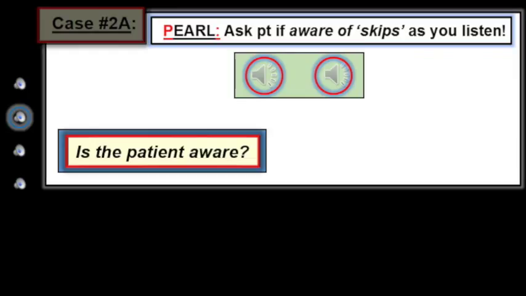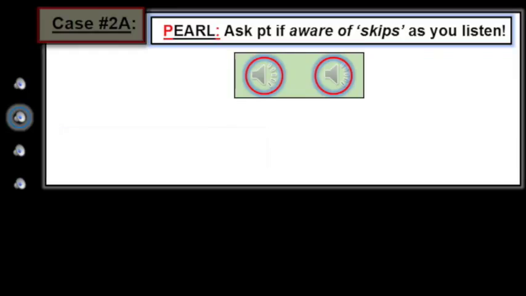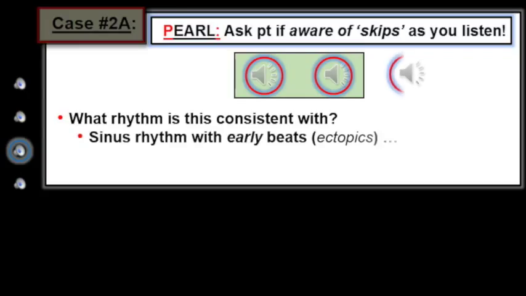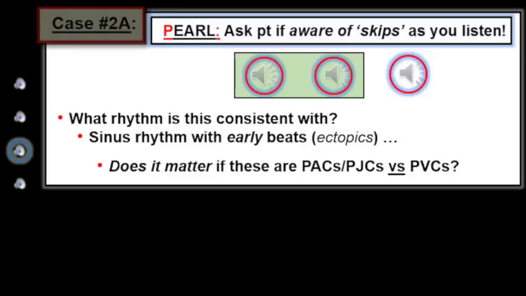Now listen again. What are you hearing? What rhythm is this consistent with? Note the underlying regularity, that is sinus rhythm, which is frequently interrupted by early beats, which I'll call ectopics. Does it matter if these early beats are premature atrial contractions, premature junctional contractions, or premature ventricular contractions?